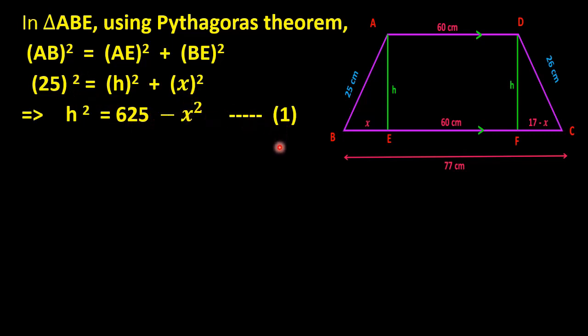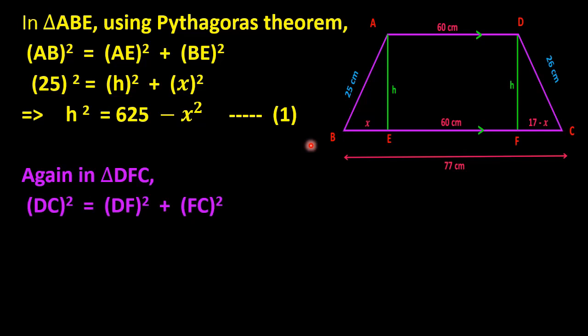So let this be equation number 1. Similarly, we apply Pythagoras theorem on the triangle DFC. So in this triangle, hypotenuse is DC, perpendicular is DF, and base is FC. So using Pythagoras theorem, in triangle DFC, DC square equals DF square plus FC square.